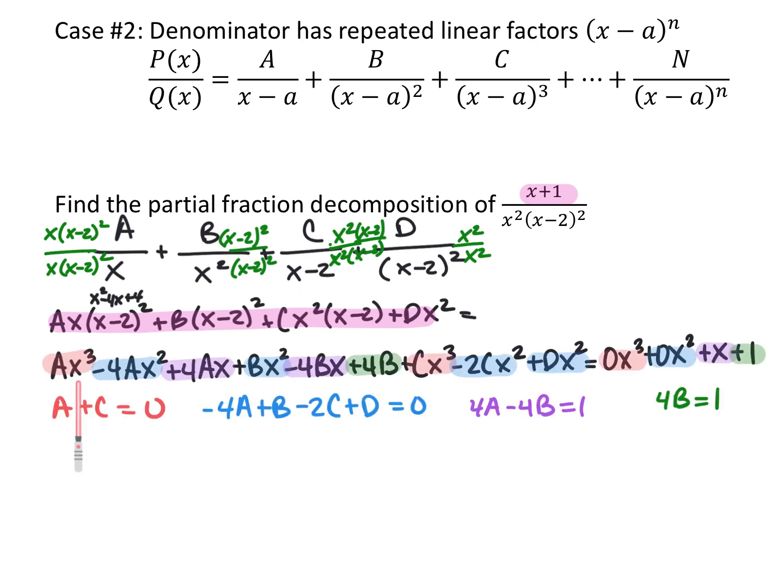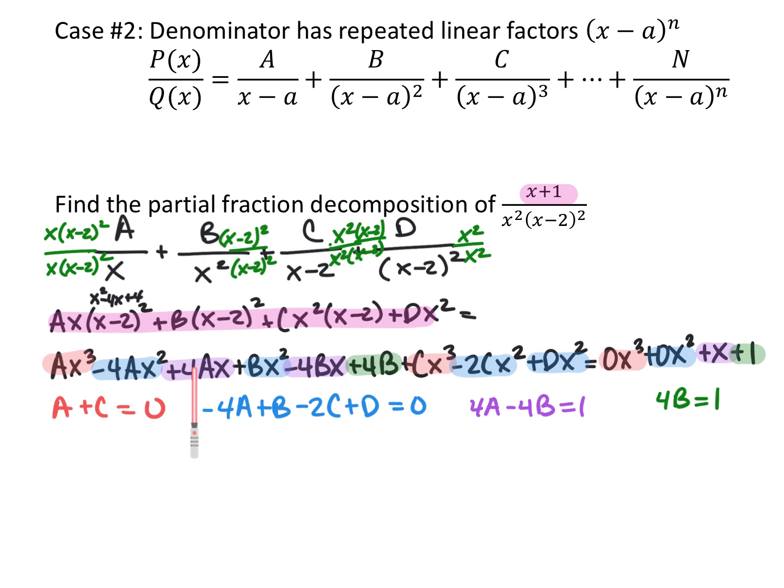For my cubic, I have ax cubed plus cx cubed, and that has to be equal to 0x cubed. So that means that a plus c has to be equal to 0. For my squared, I have negative 4ax squared plus bx squared minus 2cx squared plus dx squared, and that has to be equal to 0x squared. So negative 4a plus b minus 2c plus d equals 0.